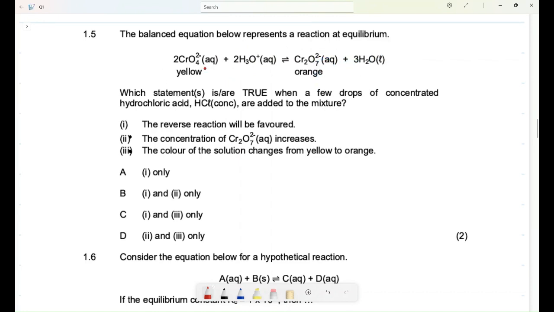I want you to see these colors. This is how the colors work. If the forward reaction is favored, the color changes to orange. If the reverse reaction is favored, the color changes from this one to yellow. That one is straightforward, I believe. Which statement is or are true when a few drops of concentrated hydrochloric acid are added to the mixture? Now, HCl, this is a common ion effect.